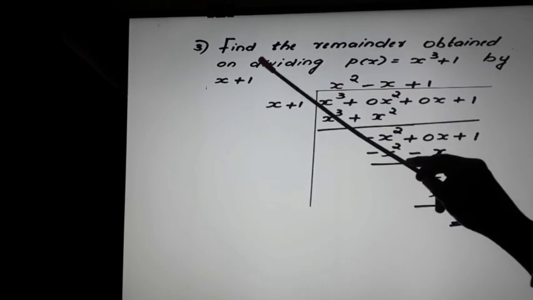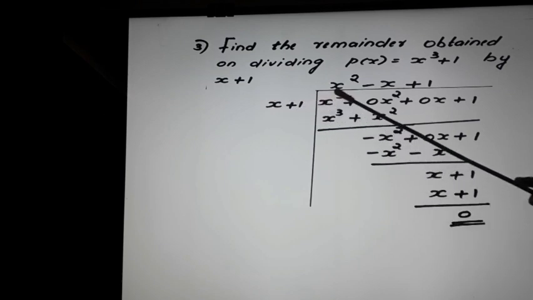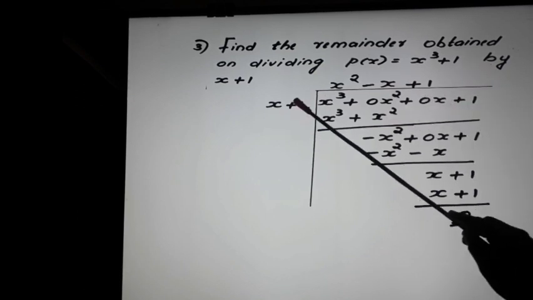Next question. Find the remainder obtained on dividing p of x is equal to x cube plus 1 by x plus 1. You have to write it in the standard form, and if there are no terms, you have to add the terms with the coefficient as 0. So x cube plus 0x square plus 0x. There are no terms containing x square and x when we write it in the standard form. So we added those two terms. Now plus 1 divided by x plus 1.